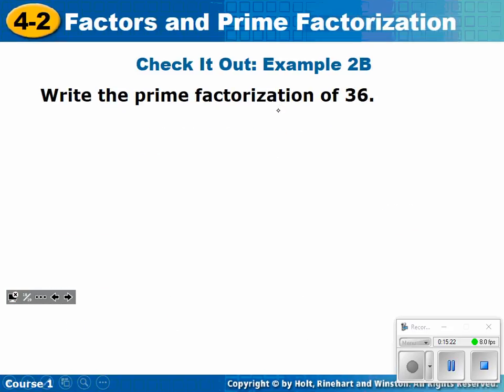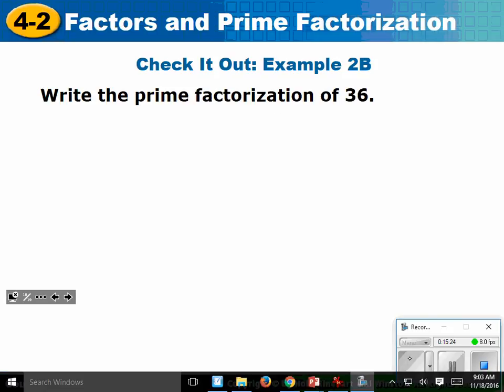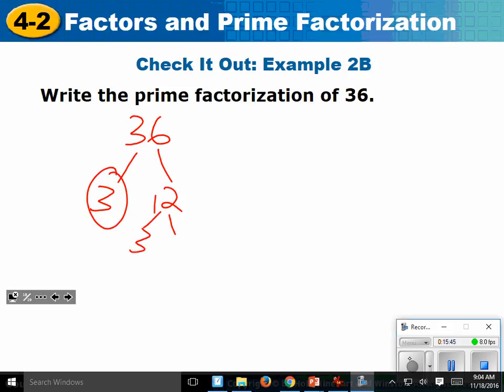Let's go at it again. Now, I want you to notice something. Okay? When I watched you guys do this, I had some of you go 3 times 12. Does that work? I mean, 3 times 12 is 36, right? That's fine. You can do that. And then you can go 3 times 4. This is prime. And then you go 2 times 2. And that's prime. And so you end up with 2 to the second times 3 to the second.